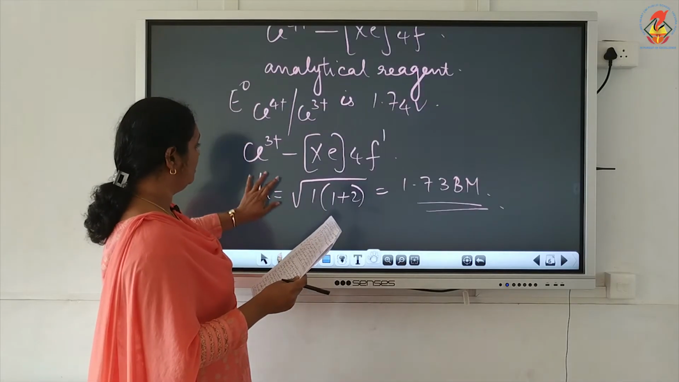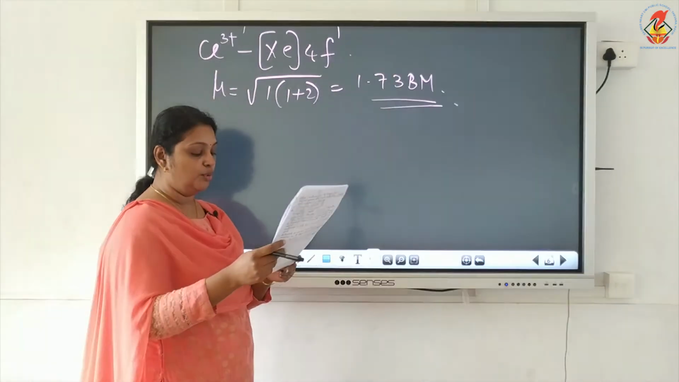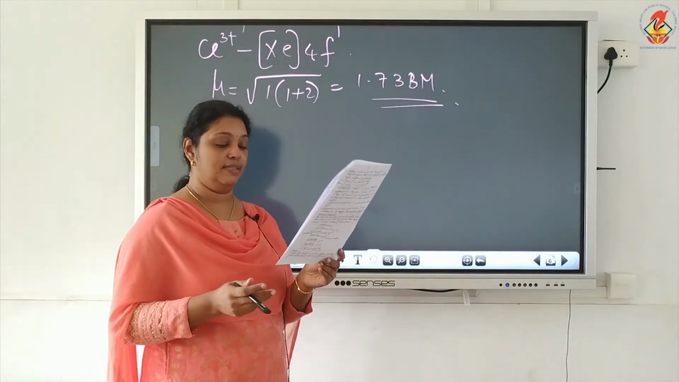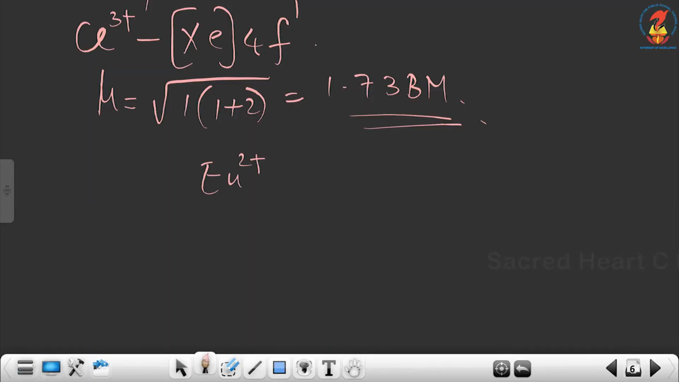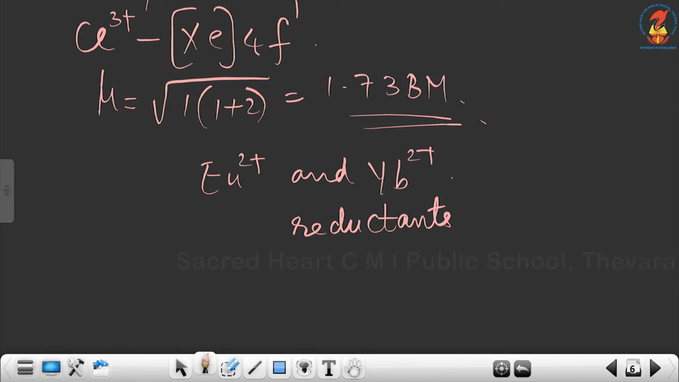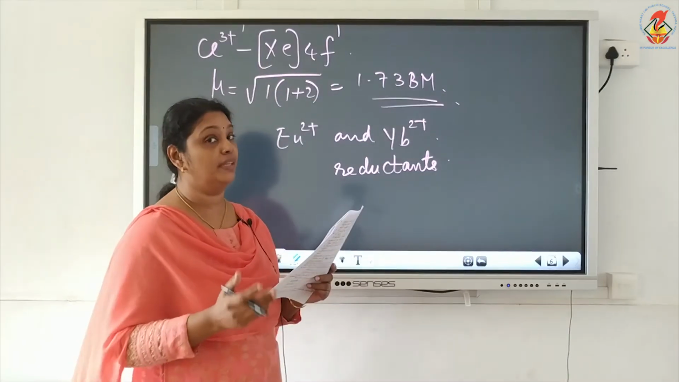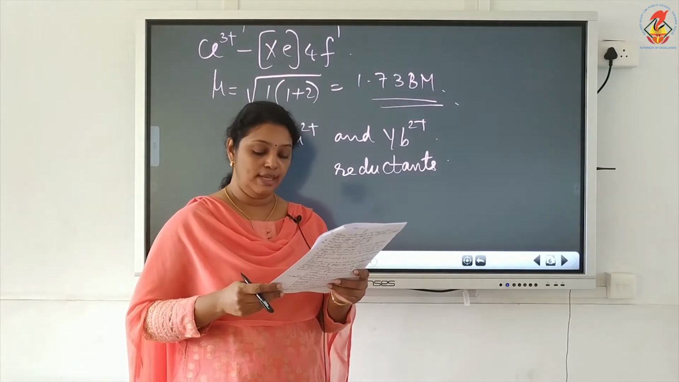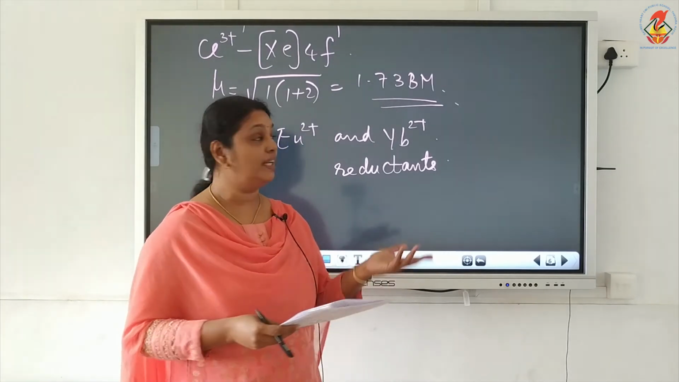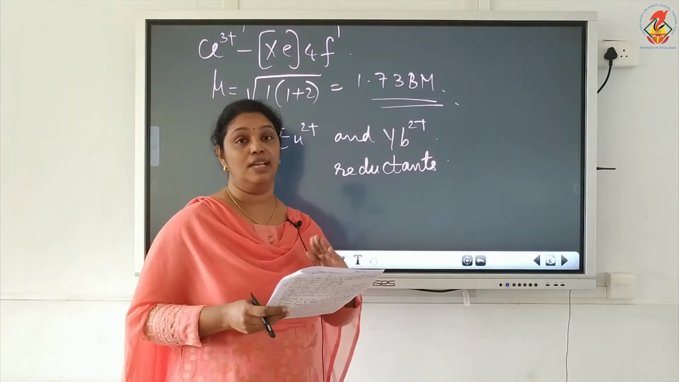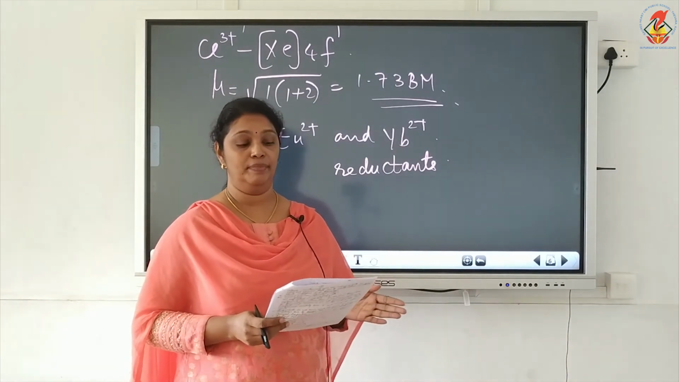Now the next question is, why do europium 2+ and ytterbium 2+ act as reductants? Reductants means reducing agents. They act as reducing agents because they want to get oxidized, because they lose one electron and change into europium 3+ and ytterbium 3+, which is their common oxidation state.